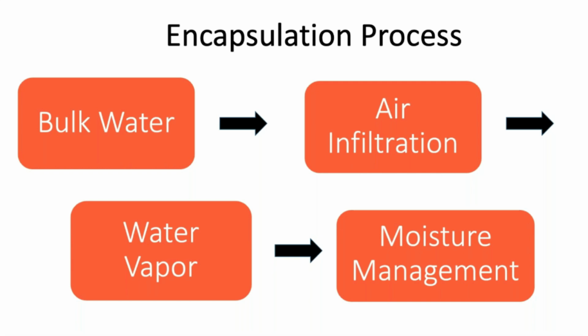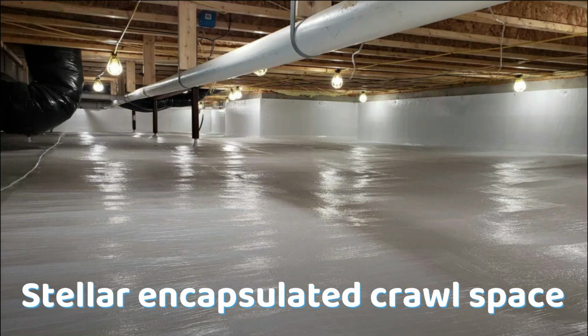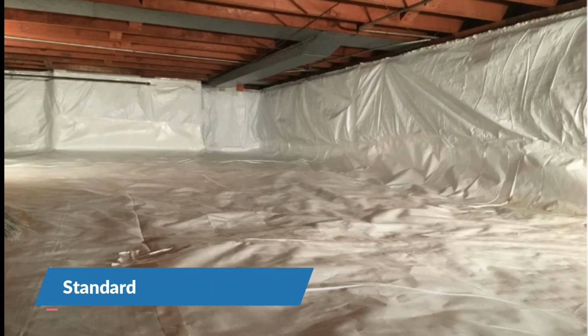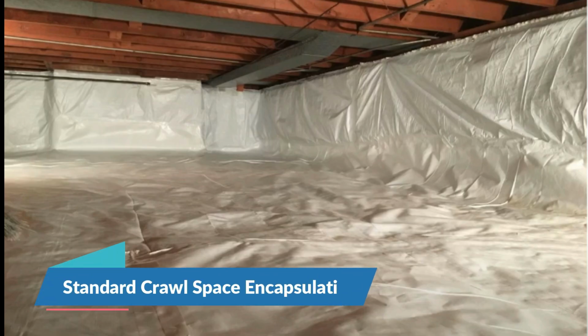Looking at moisture management, we need to understand that one of the biggest goals is to manage relative humidity, or RH. Here's an example of an exceptional encapsulated crawl space. Obviously, they don't all look this good, even after encapsulation. We just wanted to show you what a stellar one looked like. This is more of what you would typically see on an encapsulated crawl space. There's nothing wrong with the workmanship on this.